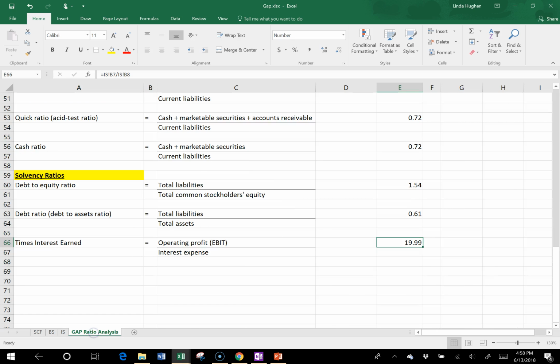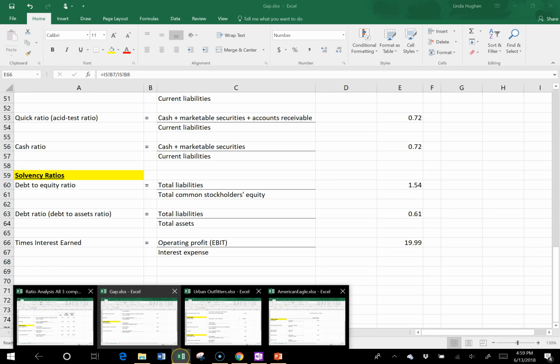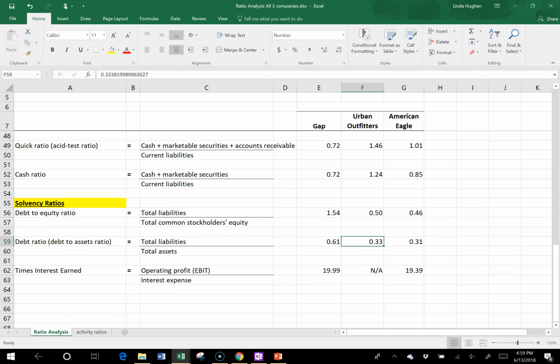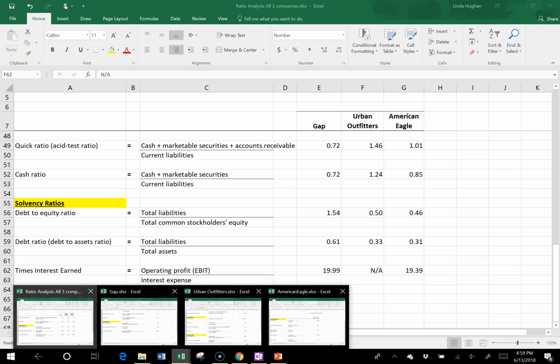And so that gives us some comfort. But we don't know exactly what the perfect number is. Let's compare it to the competitors. Times interest earned for GAAP, we said, was about 20. American Eagle is just about the same. You'll notice it says here for Urban Outfitters that it's not applicable. Let's see why.